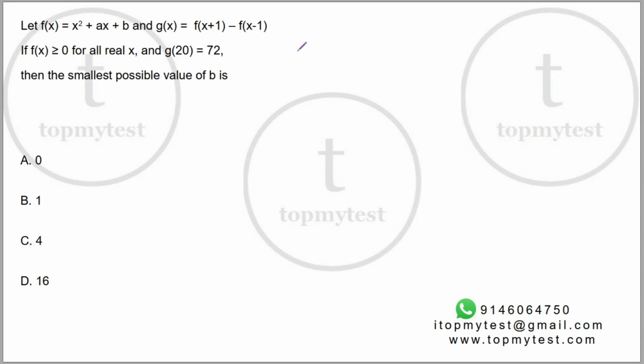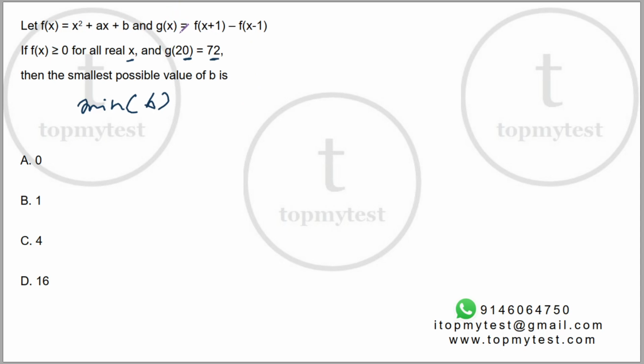of this solution. So this one says f of x equals x square plus ax plus b, and g of x is equal to f of x plus 1 minus f of x minus 1. Okay. If f of x is greater than or equal to 0 for all real x, and g of 20 is equal to 72, what is the minimum possible value of b? So you need to find minimum value of b. b is this constant term in the quadratic equation.